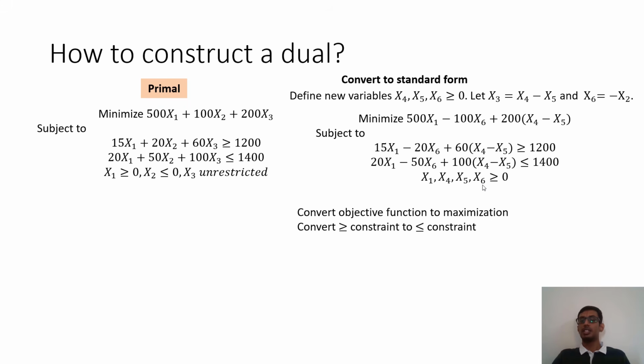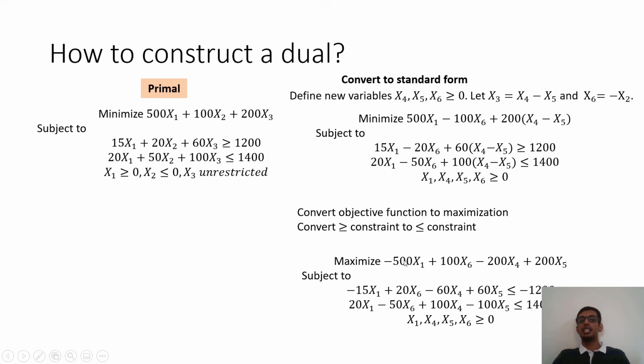You are not done with converting it to a standard form. You need to convert the objective function to maximization, greater than or equal to constraint to a less than or equal to constraint. How do you do that? You multiply the objective function by a negative sign so that it becomes a maximization. You leave the second constraint as is, but the first constraint is currently greater than or equal to, so you multiply it by a negative sign and therefore it becomes maximization problem subject to two constraints of the less than or equal to type, and all variables in this formulation are non-negative. So you have done until this point.